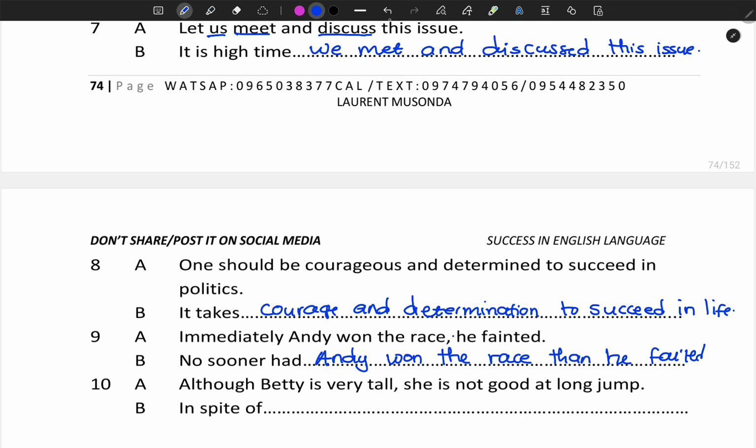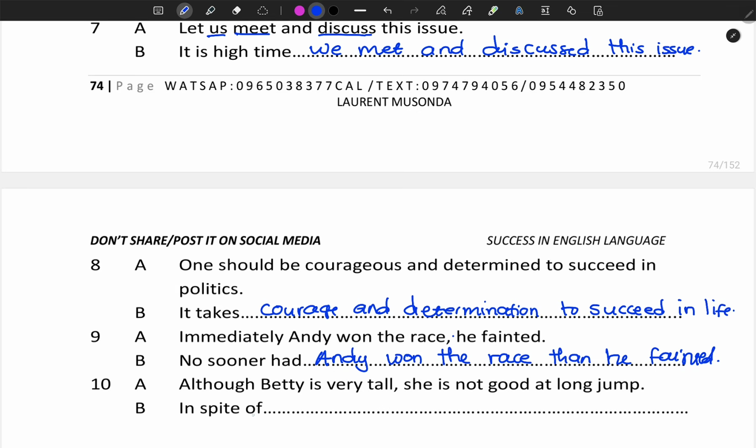What you need to understand here is whenever you encounter no sooner, you need to put, where there is a comma in the first sentence, the word than. No sooner had goes with than.